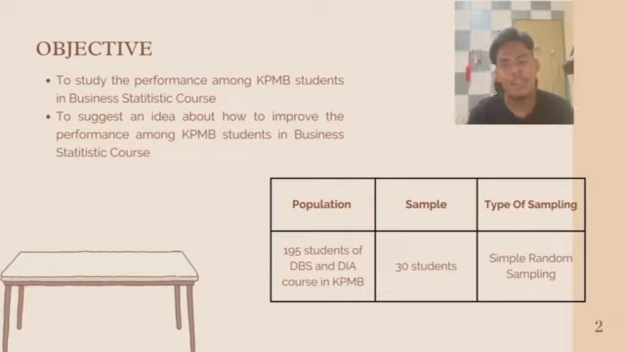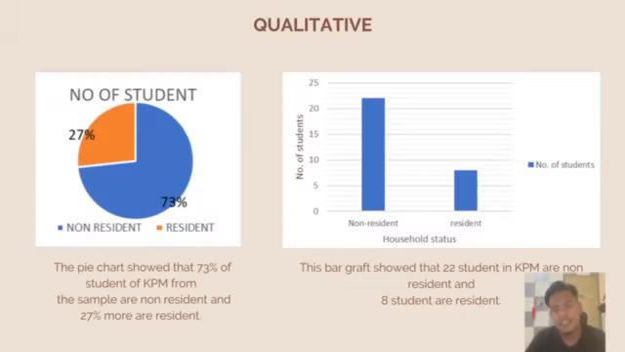Our raw data is 195 students from DIA and DBS course. Our sample is 30 students, and next, our type of sampling is simple random sampling method. Next is our qualitative data. As you can see, the pie chart shows that 73% of students from the sample are non-resident and 27% are resident. The bar graph shows that 22 students in KPM are non-resident and 8 students are resident.